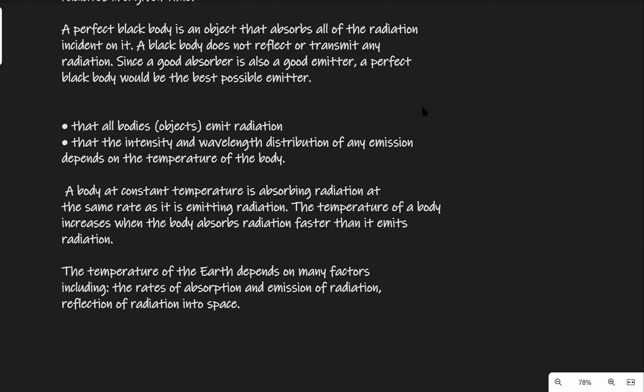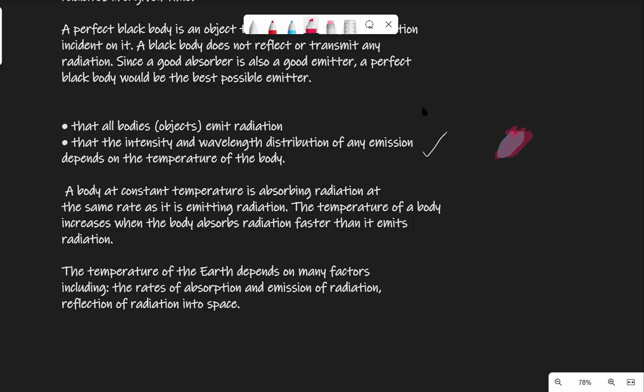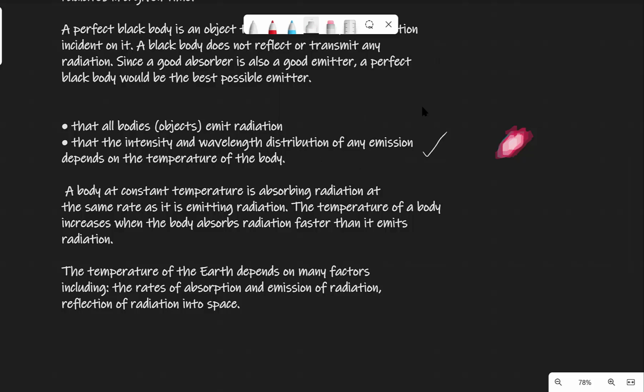Also remember that all bodies emit radiation, and the intensity and wavelength distribution of the emission depends on the temperature. So for instance, if you have something like a piece of metal, initially it starts to emit something that looks kind of like red if we were to start to heat it up. And then the more we heat it up, the more the radiation becomes lighter and lighter, and eventually it starts emitting across all the wavelengths, appearing white.